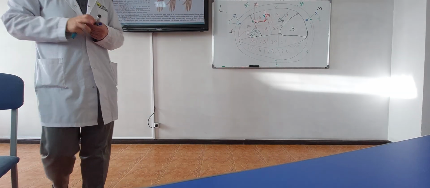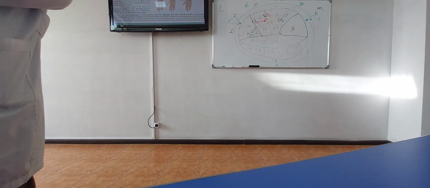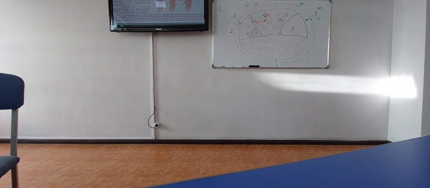I think you understand what it is. 36 is nervus medianus. 37 is arteria mediana.